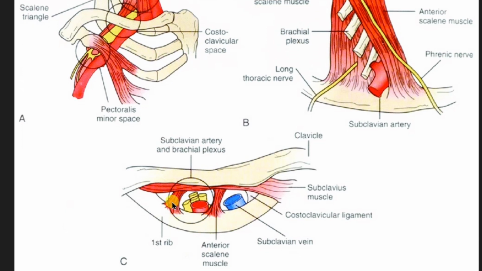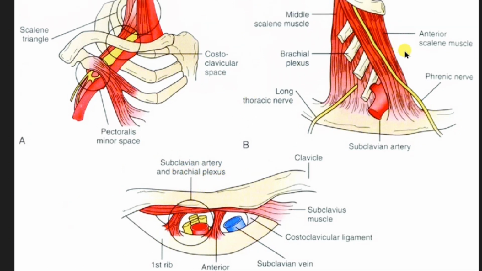This is the first rib, and this is the middle scalene, and here you can find your subclavian artery with the brachial plexus. Okay, see this aspect: this is your first rib, anterior scalene muscle, middle scalene muscle, and in the interscalene fissure or space, you can find the brachial plexus and subclavian artery. So next, let's see what we have here.